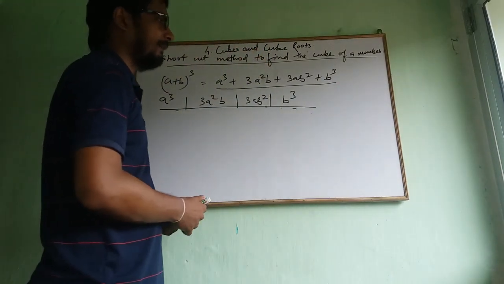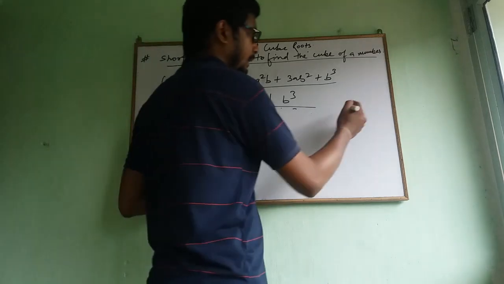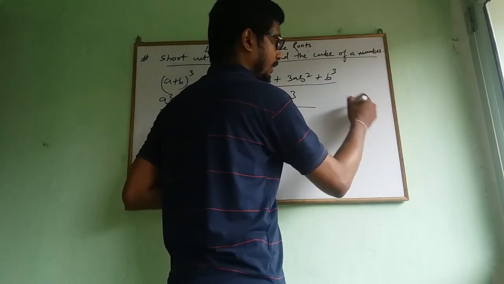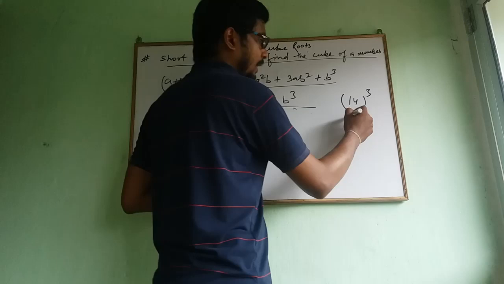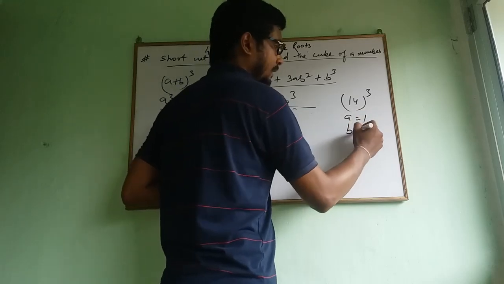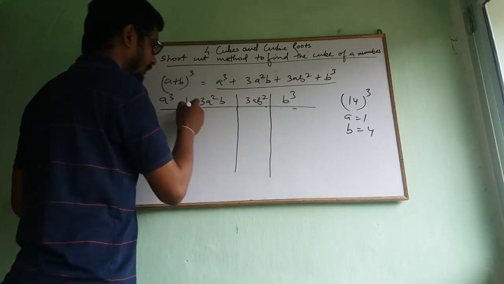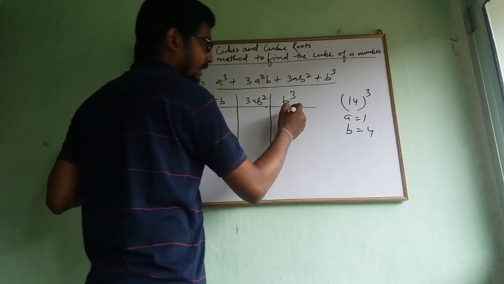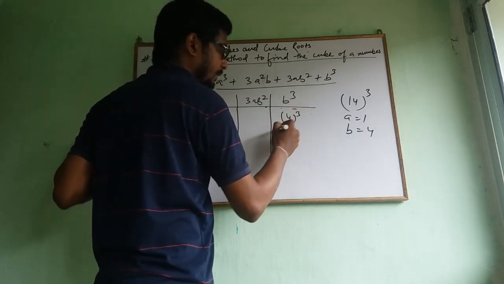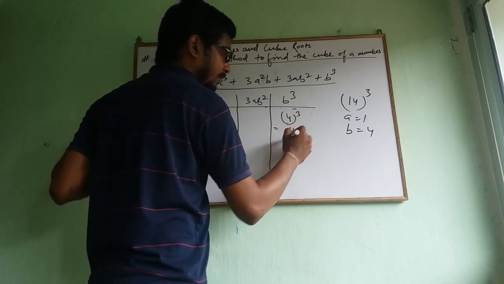Okay, so let's suppose I have taken a number that is, let's say, 40. So I have to find the cube of 40. So I will take a equals 1 and b equals 4, and respectively I will put the value of each and every column. So here b is equal to 4, so that will be b cube. So it will become 64.